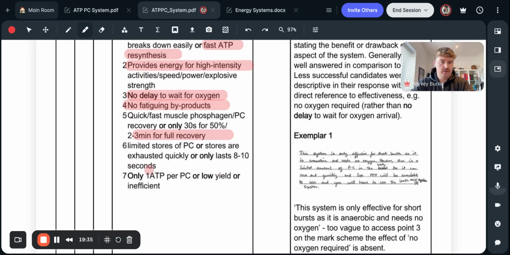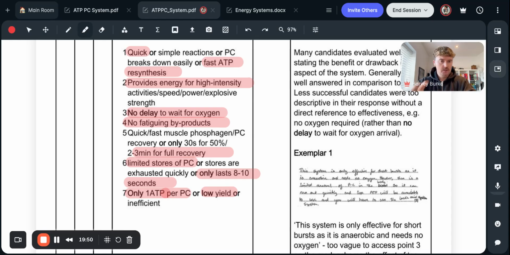And then finally, you've got the negatives here. It only lasts for 8 to 10 seconds, and that's because of the limited stores of phosphocreatine. And it only produces 1 ATP per phosphocreatine, so it has a low yield of ATP. So that was a describe and an evaluate question for OCR.